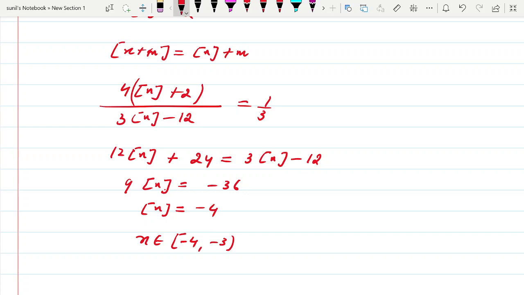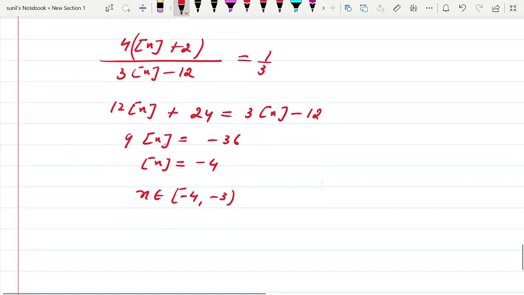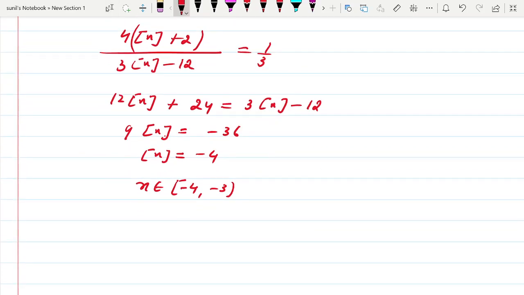So that is the answer, guys. It is a very important property. Now my next property is, if I say bracket x is more than n, where n belongs to some integer, what can I say about this?